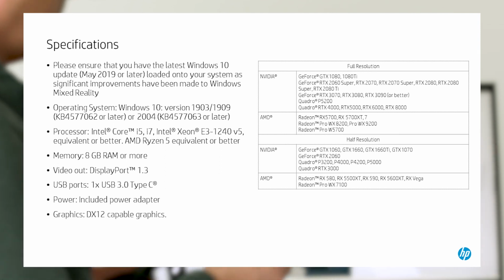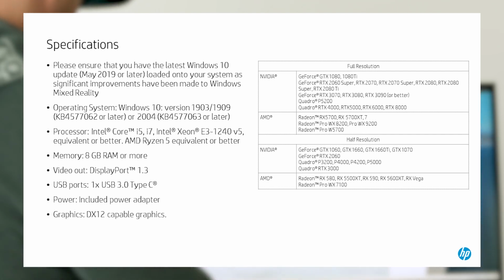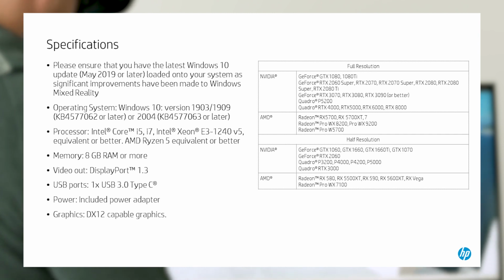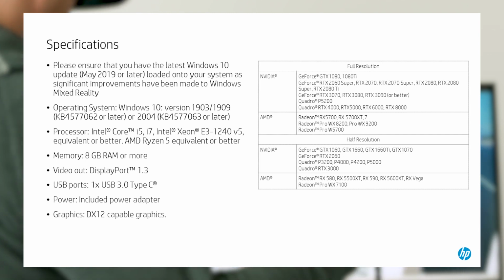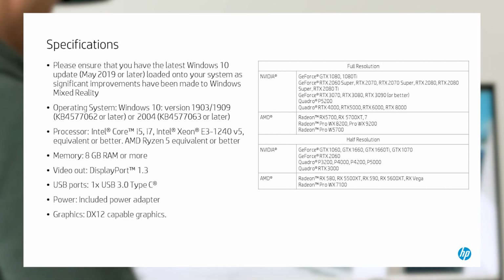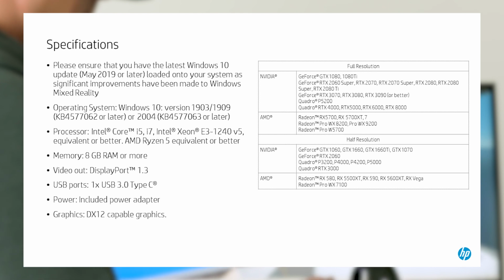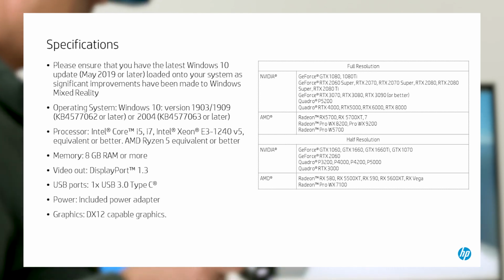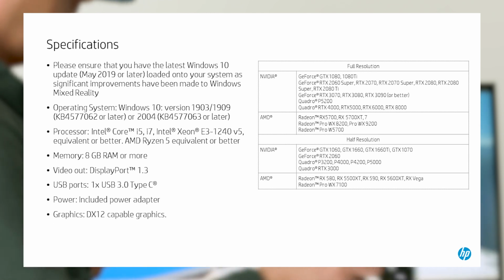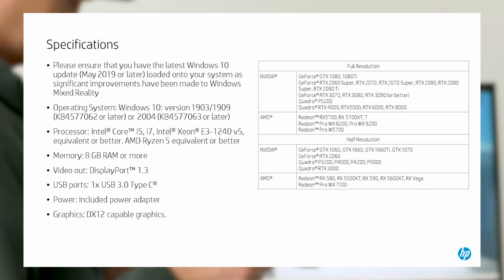For processors, i5 or i7 8th generation or better, the Intel Xeon E3 1240 V5 equivalent or better, or the AMD Ryzen 5 1400 or better. At least 8 GB of RAM, DisplayPort 1.3, USB 3.0, and a graphics card that supports DirectX 12.